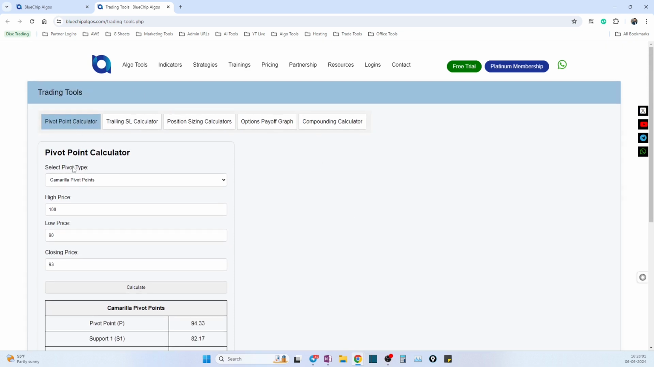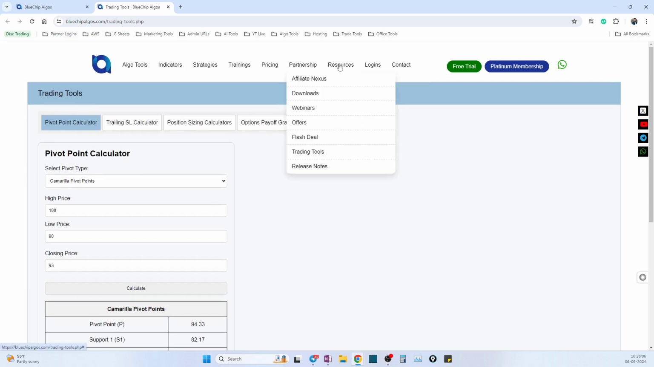So this is the first tool, and remember, this is totally free. Of course, you don't need to pay anything. All you have to do is come to resources and then hit trading tools. That's all you have to do.